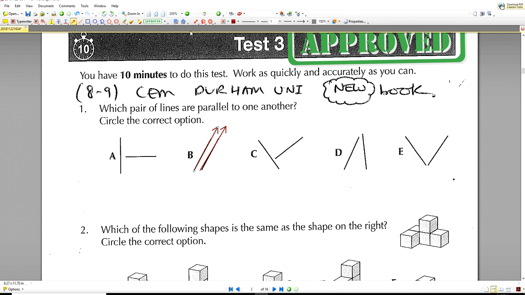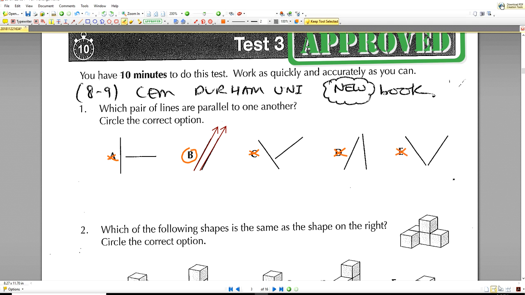These two lines are running parallel like rail tracks. That's what parallel lines are. They're running the same distance. So the distance here is the same as the distance here, same distance here. So the answer is B. These are perpendicular lines, so that's not the answer. These are also perpendicular. These ones are not perpendicular or parallel. And these ones are again the same.